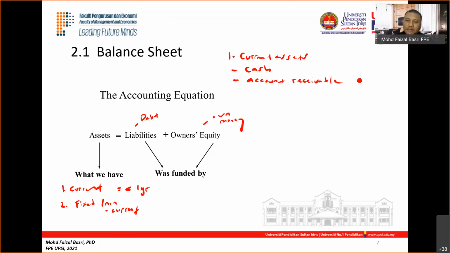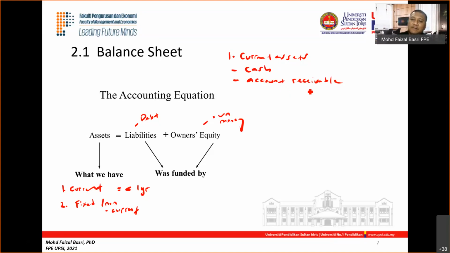Account receivable is the amount of income that is yet to be converted into cash, because of goods or services that we sell to our customers but the customer hasn't paid yet. We sell on a credit basis. Let's say I provide services to a client, and the amount of revenue is 10,000 ringgit, but my client will pay me next month. It's not immediate, right? So that 10,000 will be parked under account receivable. It's not under cash yet because I haven't received the cash yet.